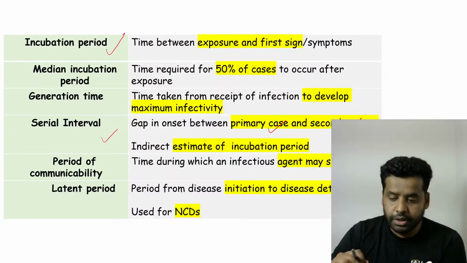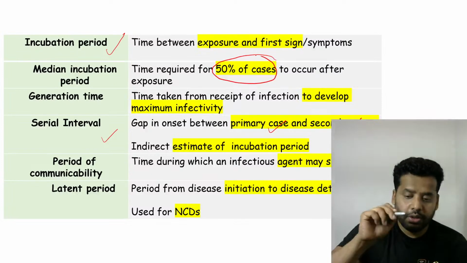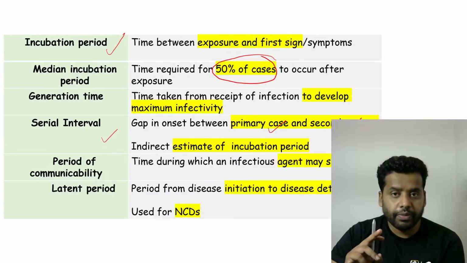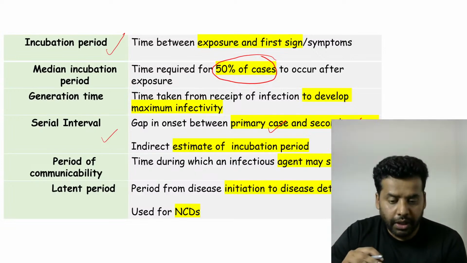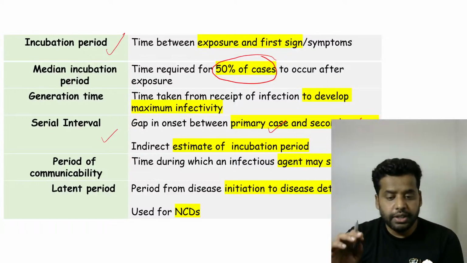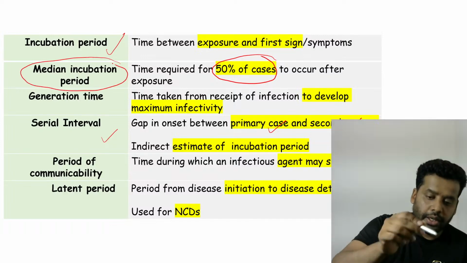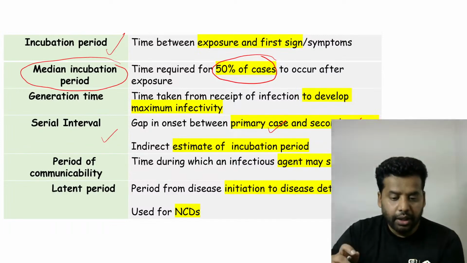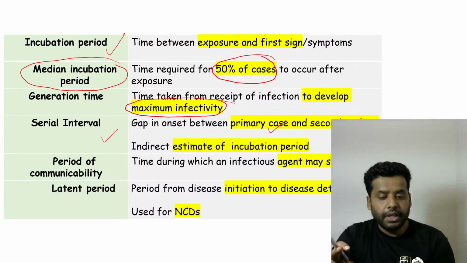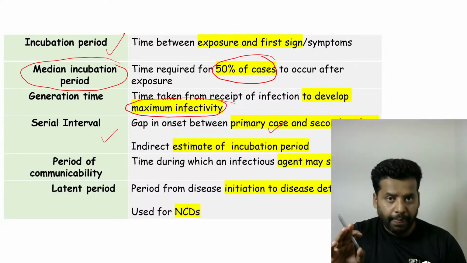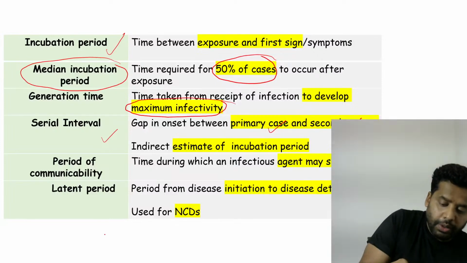What is median incubation period? Time taken from exposure for 50% of the cases to develop. Today there is exposure, in a point source epidemic. After exposure, how many days will it take for 50% of the cases to develop? This is called median incubation period. Don't make a mistake. Exposure to first sign and symptom is incubation period. Exposure to maximum infectivity is generation time. For example, today there is exposure.